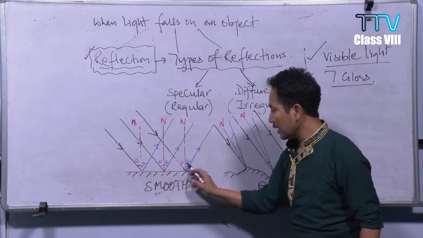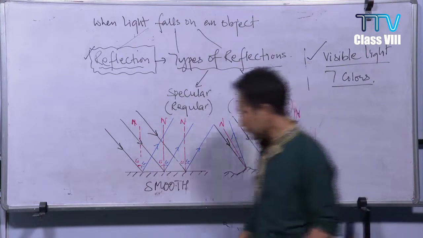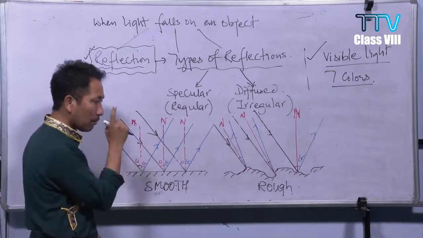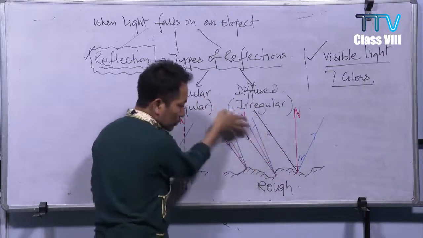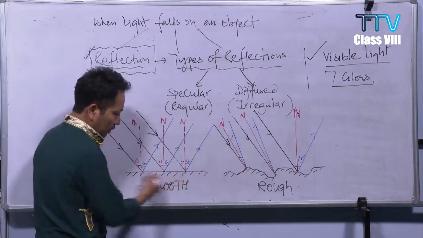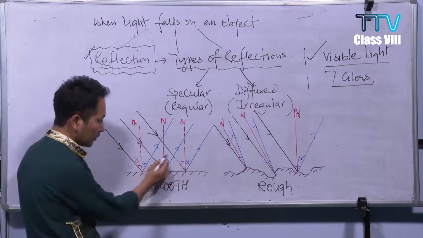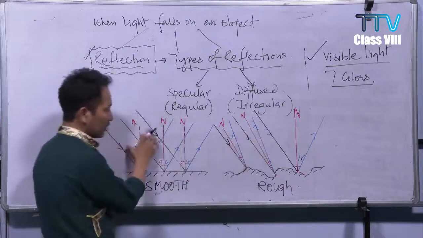Look at this angle I and this angle R. See that? In specular reflection, the incident rays are parallel. In diffuse reflection, the incident rays are also parallel. Because of the roughness or smoothness of the surface, the reflected rays differ. The incident rays are common and parallel.